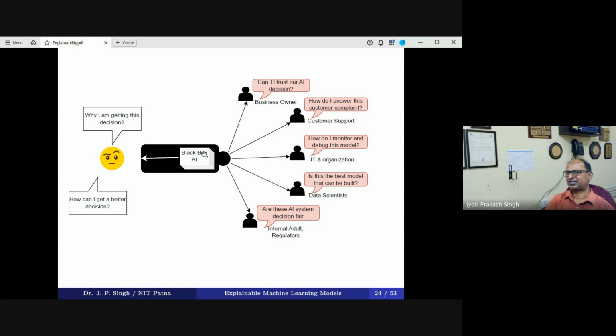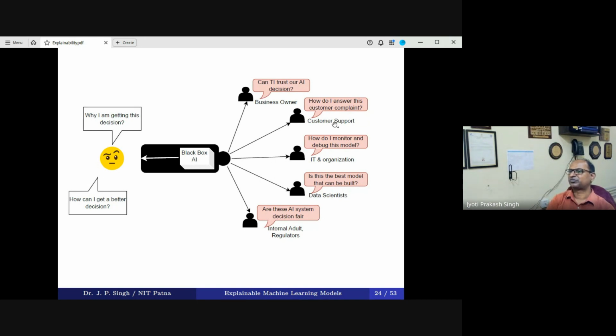So that's again the same figure. If we have a black box, to whom is it creating a problem? A black box model is difficult for everyone. I have just given here some types of customer. If you are a business owner, your concern is, can I trust this model? Really, should I go for this? But if it is interpretable, you have at least something.